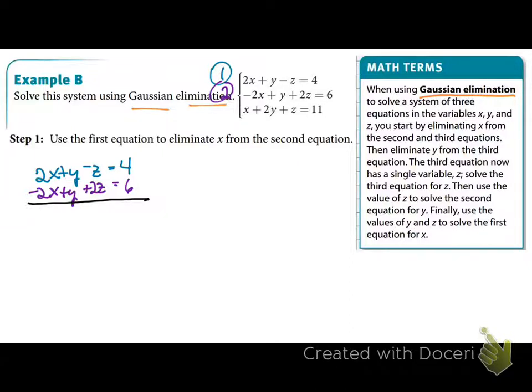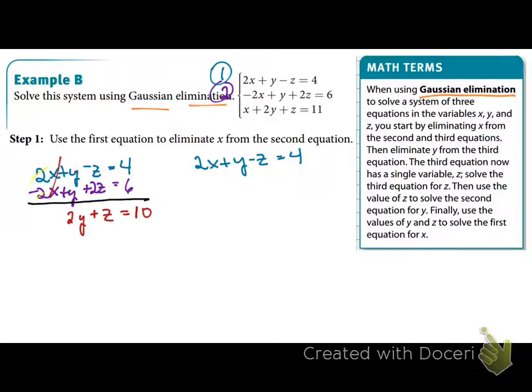And why do you think I'm choosing these two to add together? Are you noticing that my coefficients are a positive 2 and a negative 2, so when I add them together, what's going to happen? Negative 2x plus 2x, they are going to cancel out. Then I'm going to add my y's. 1y plus 1y is 2y. And negative z plus 2z gives us 1z. And our 4 plus our 6 gives us a 10.